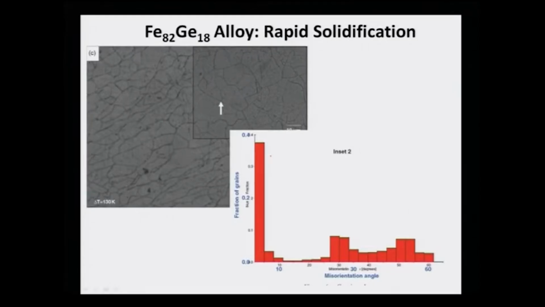Now, this is the one which I am showing if you undercool by 130 K, and you can see in the microstructure there are big grains like this, and within the big grain there are small grains. These are the small grains present.